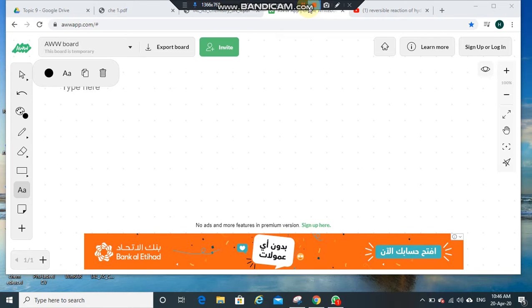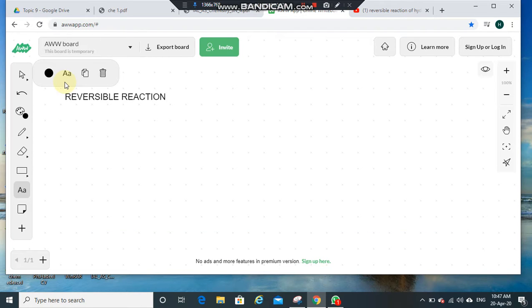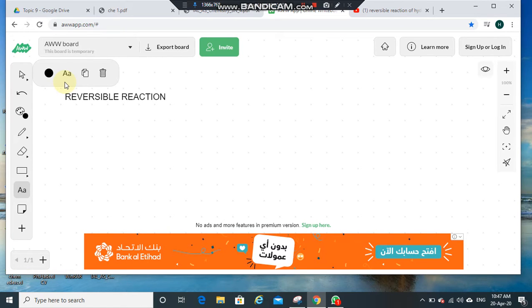Today we are going to talk about lesson 9.5, reversible reactions. In that lesson, we are going to discuss the meaning of reversible reaction. What's the meaning of reversible reaction? We will take some examples of reversible reactions and the benefit of those reversible reactions.